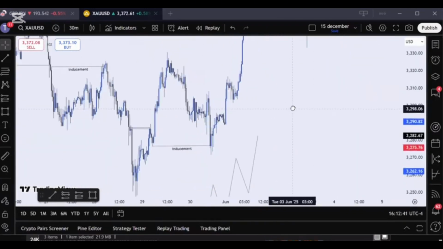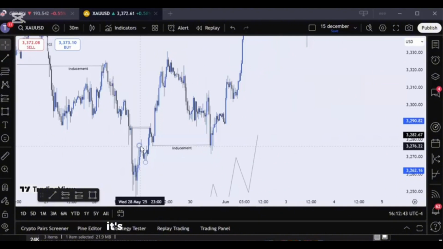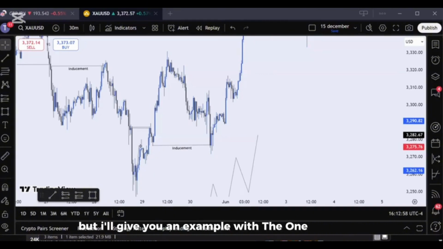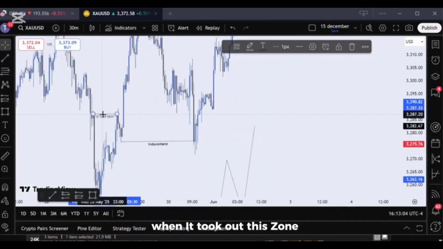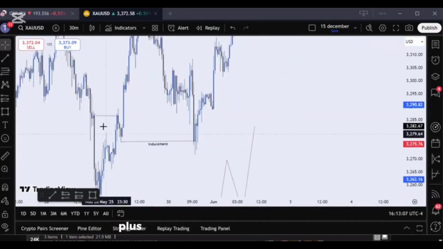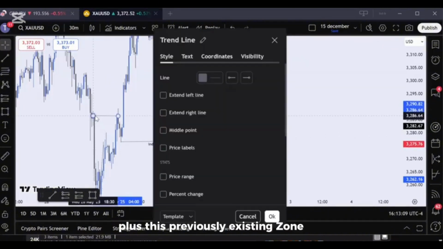So, that being said, it's now time that you combine everything. Now, the majority of the trades I take is not really with an order block, because markets respect more breaker blocks in the pairs that I trade. But I'll give you an example with the one I have here. For this particular example, market gave us this double breaker structure when it took out this high plus this previously existing zone here.